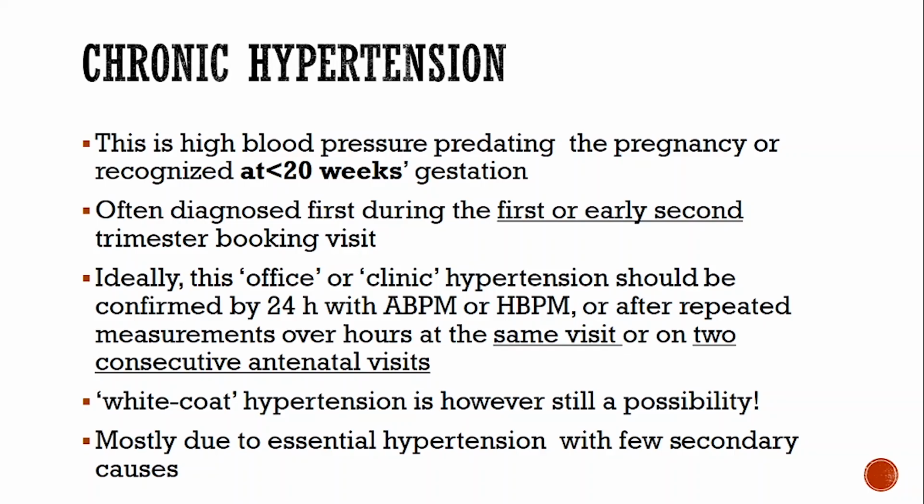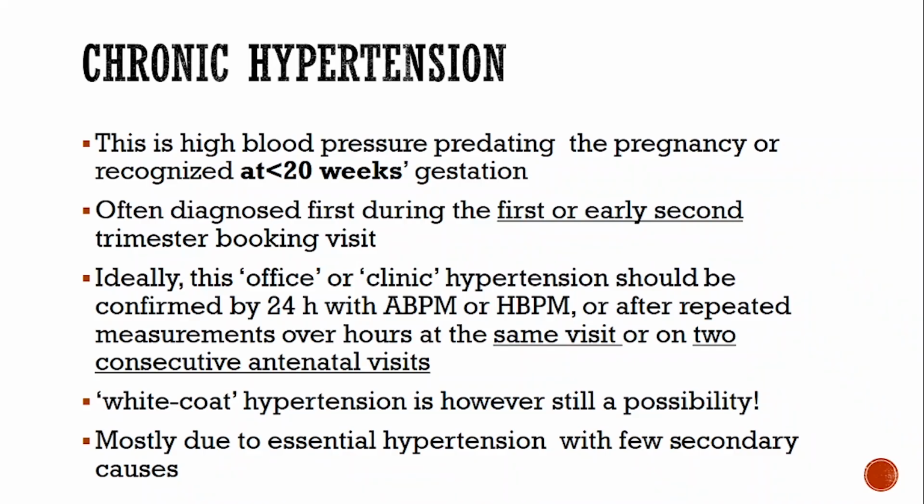Ideally, this office or clinic hypertension should be confirmed by 24-hour ambulatory blood pressure monitoring, or after repeated measurement over hours at the same visit, or on 2 consecutive antenatal visits. So it is not enough to just have a one-off measurement in the office or during the clinic. This patient should have the blood pressure monitored over at least 24 hours, or over hours at the same visit, or 2 consecutive antenatal visits.